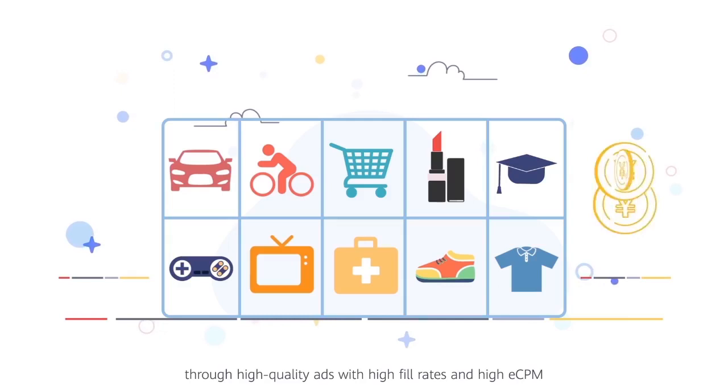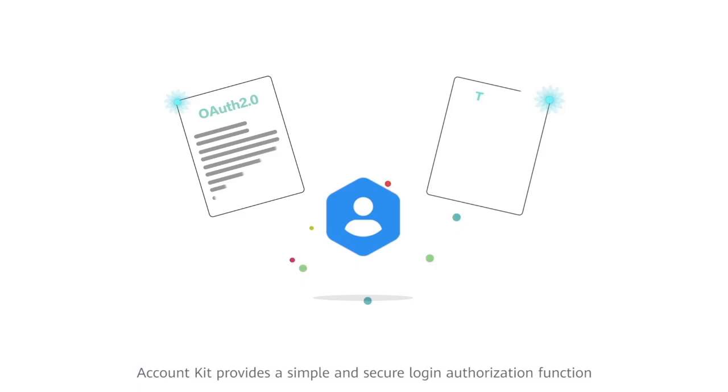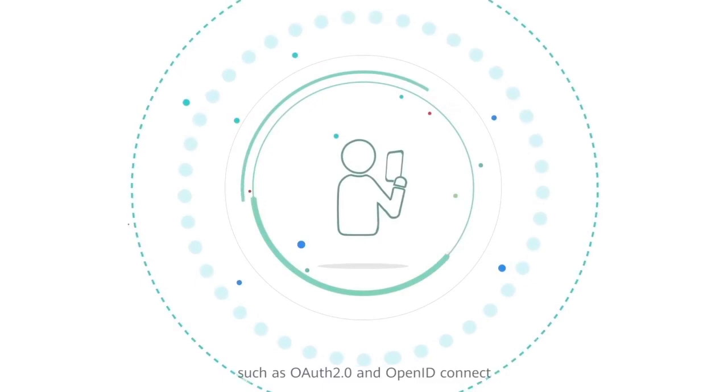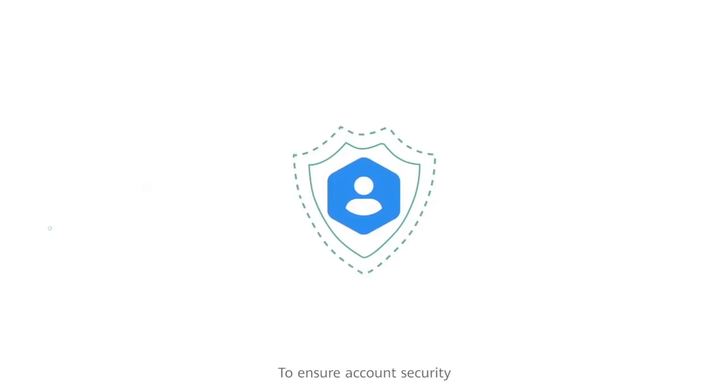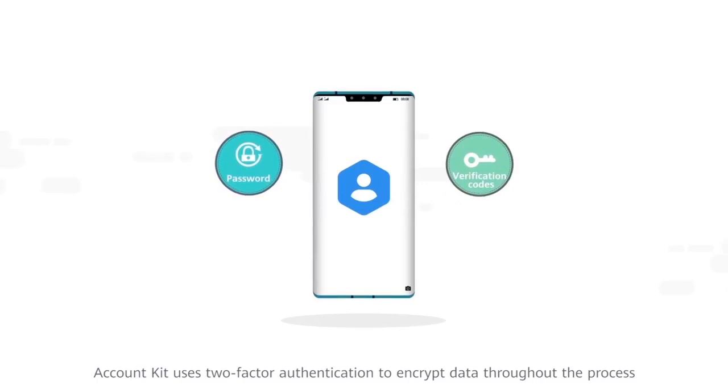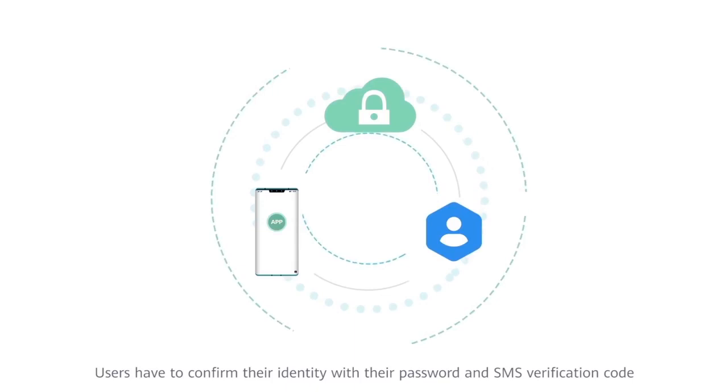Account Kit provides a simple and secure login authorization function based on international standard protocols such as OAuth 2.0 and OpenID Connect. With one-click authorization, your new users can immediately log into your app through their Huawei IDs. To ensure account security, Account Kit uses two-factor authentication to encrypt data throughout the process. Users have to confirm their identity with their password and SMS verification code.